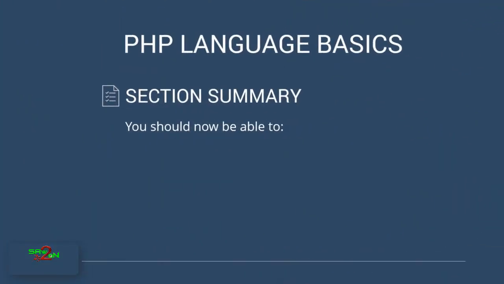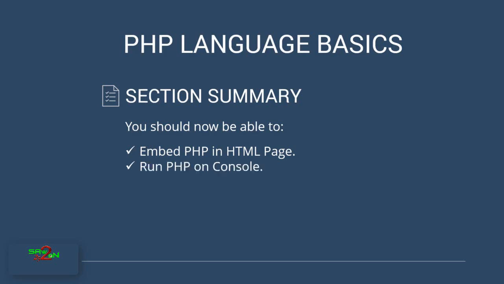So we have reached the end of this section on PHP language basics. So by now you should be able to embed PHP in HTML pages. I highly recommend that you now start writing your PHP code with HTML. Don't just write PHP. So now you should be able to use HTML with PHP. You should be able to run your PHP code on console. You should know how the white space behave in PHP in the output.